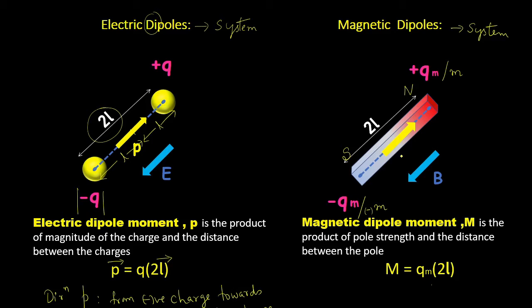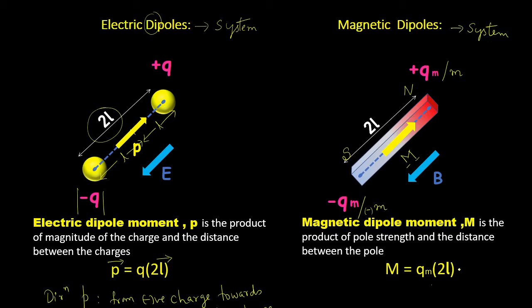So capital M is called the magnetic dipole moment. It is a property which characterizes the magnetic dipole, and mathematically it is given by the product of the pole strength and the distance between the poles. Since I am taking the pole strength as qm, I should take the magnitude of the pole strength, which is qm, and the distance between the poles is 2l.